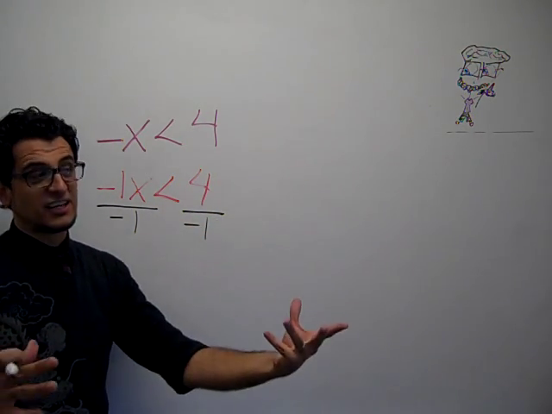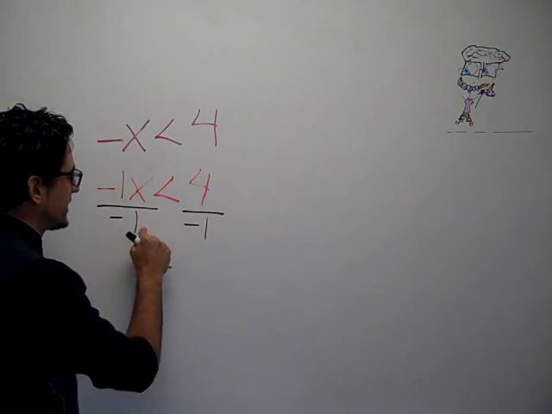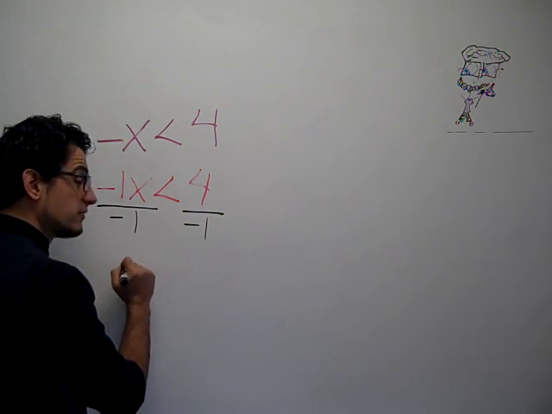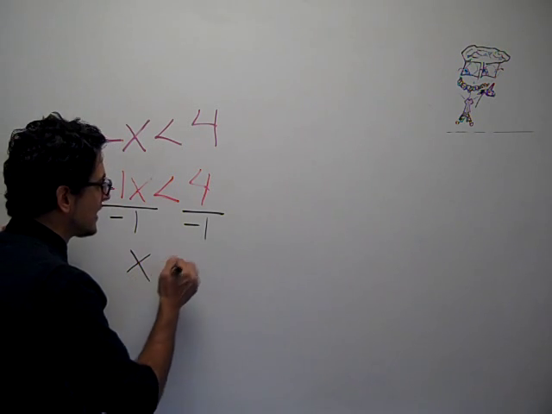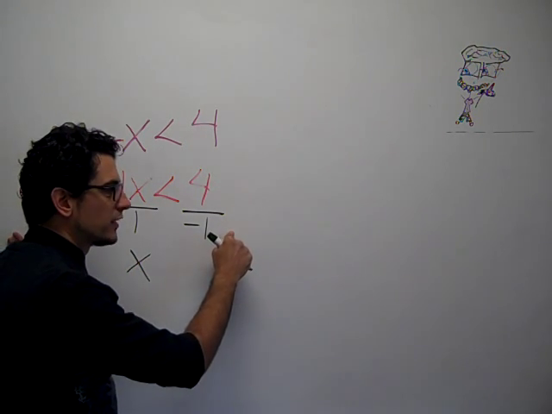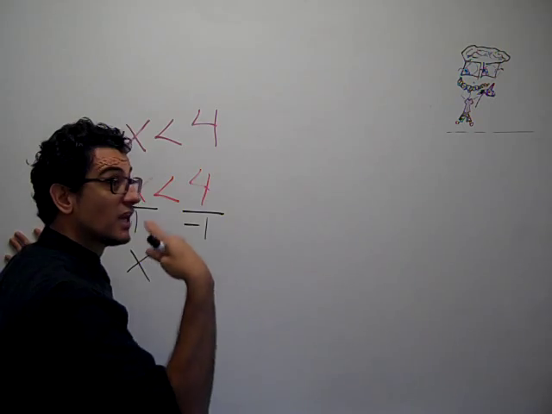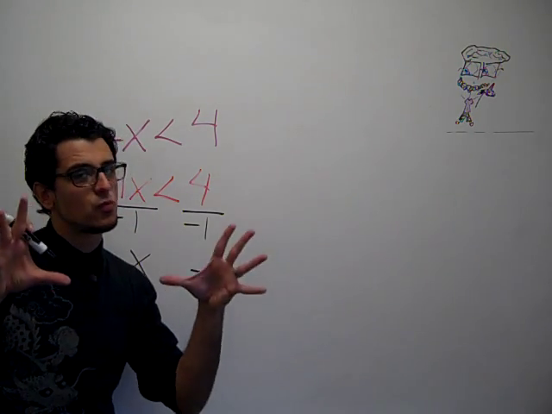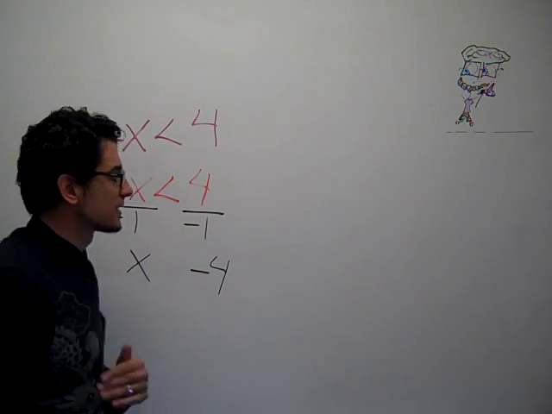Okay, so that's not too tough of a thing to do. Negative 1 divided by negative 1 is positive 1. And so I don't need to write positive 1x, I can just write x. Now over here I have 4 divided by negative 1, and that answer is going to be negative 4. Simple stuff, right? Now here is where it's tricky, and here's where the gold is.